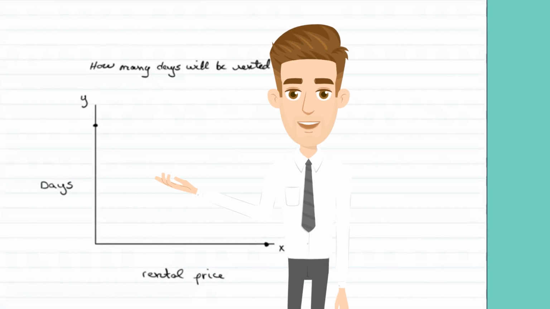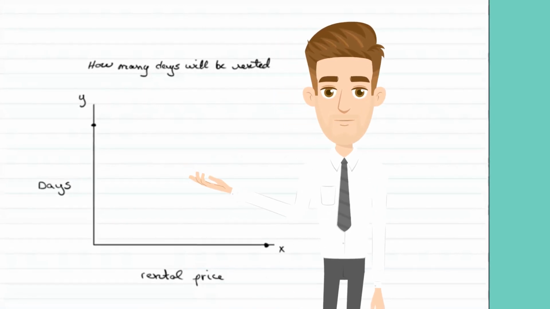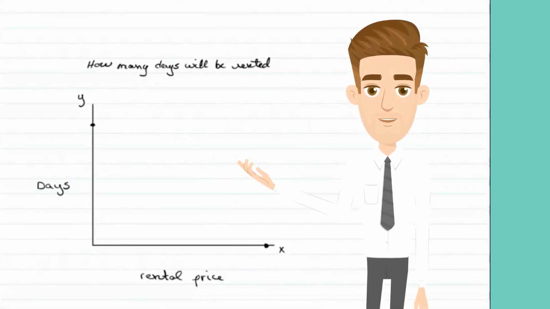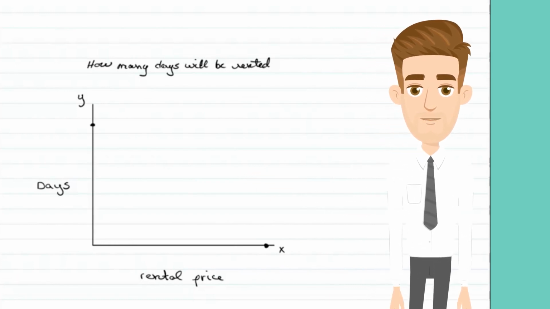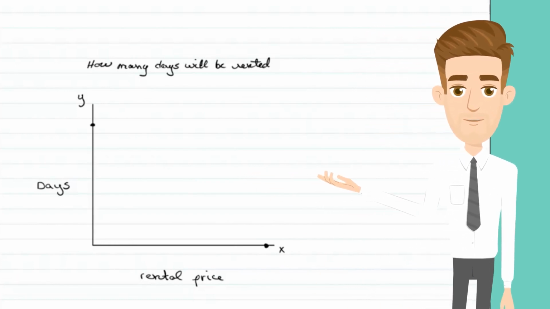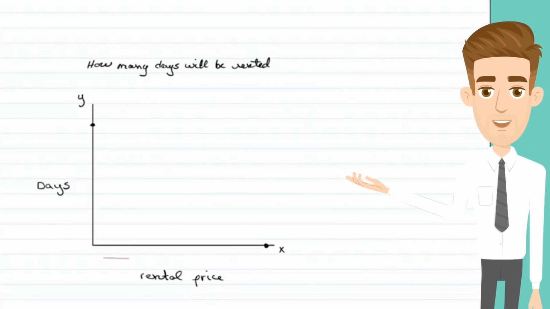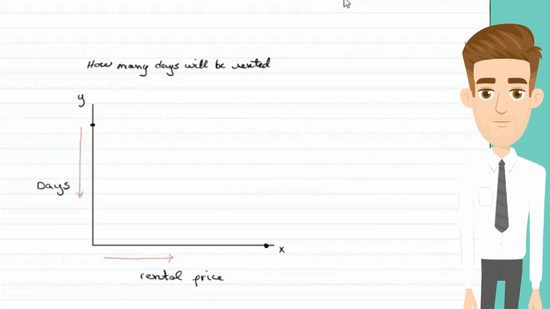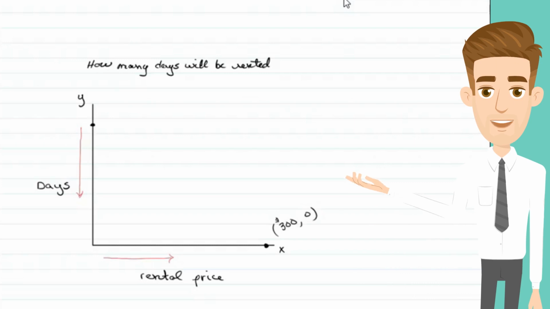So we have a graph here. Our y-axis is days and our x-axis is rental price. If we think about it, as price increases, the demand for the number of days to rent is going to go down. From the problem, houses in this area do not rent for anything $300 or above. So if we charge $300, we will rent 0 days.